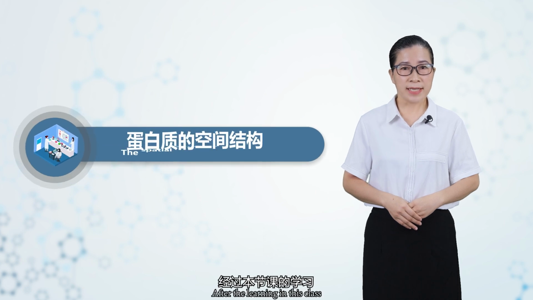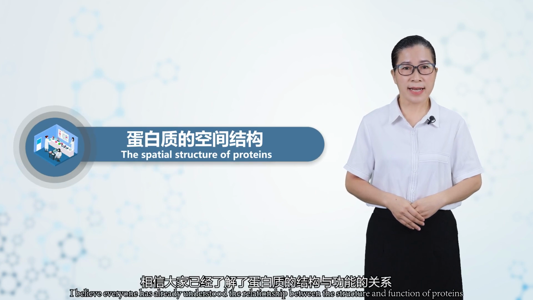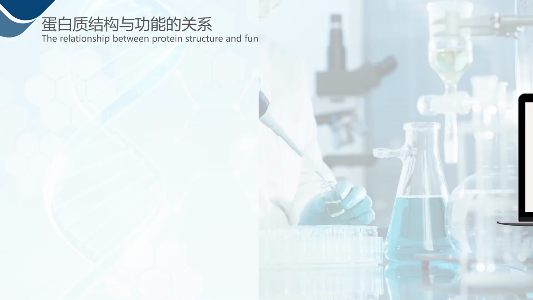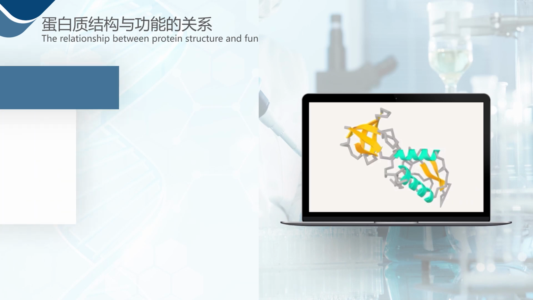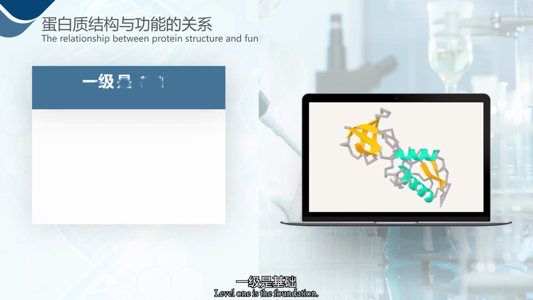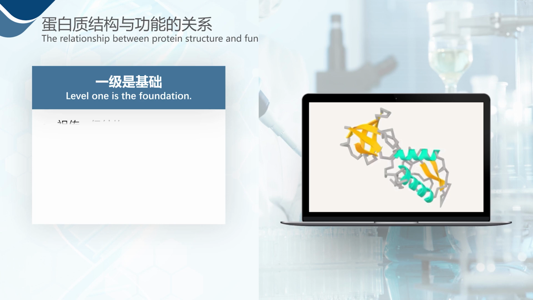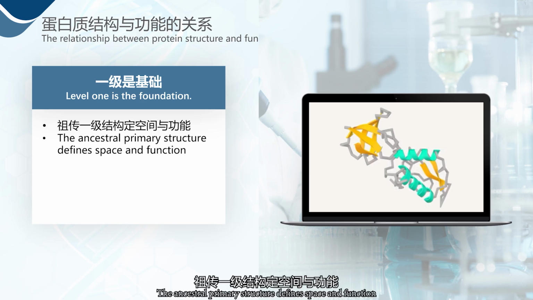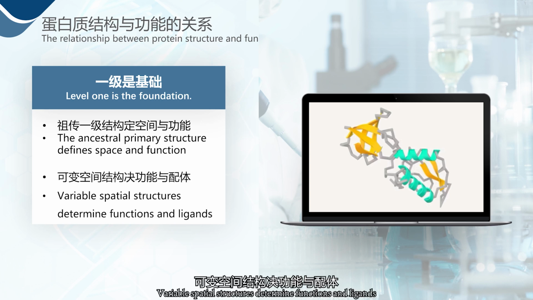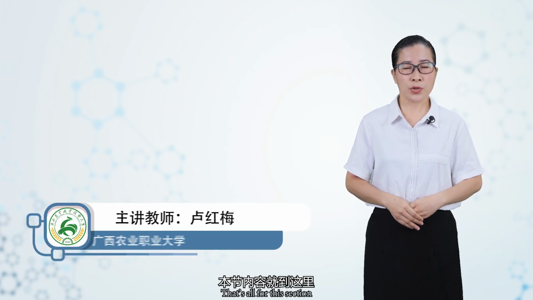After the learning in this class, I believe everyone has already understood the relationship between the structure and function of proteins. Now let's summarize. Level 1 is the foundation. The ancestral primary structure defines space and function. Variable spatial structures determine functions and ligands.